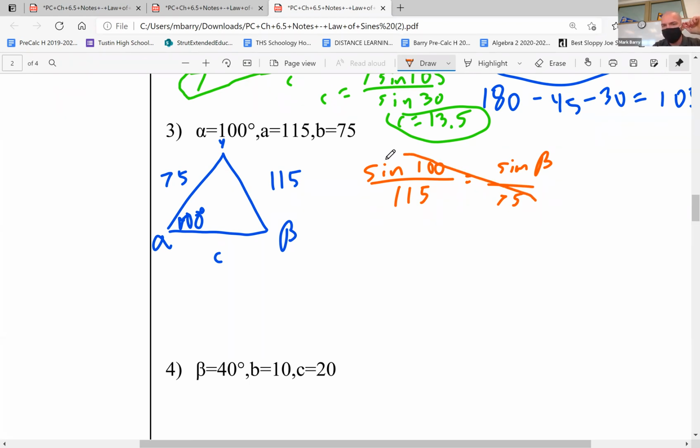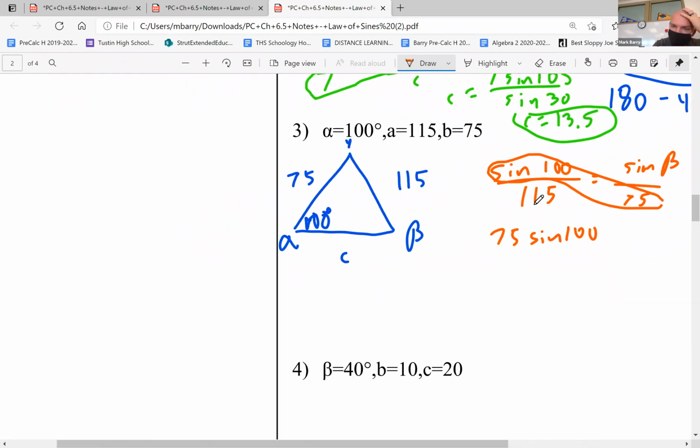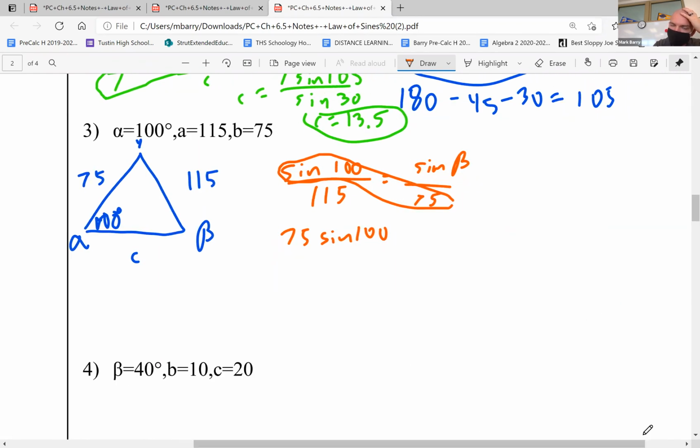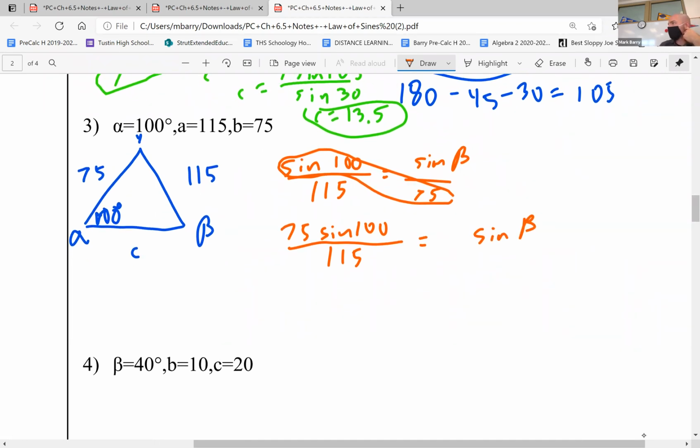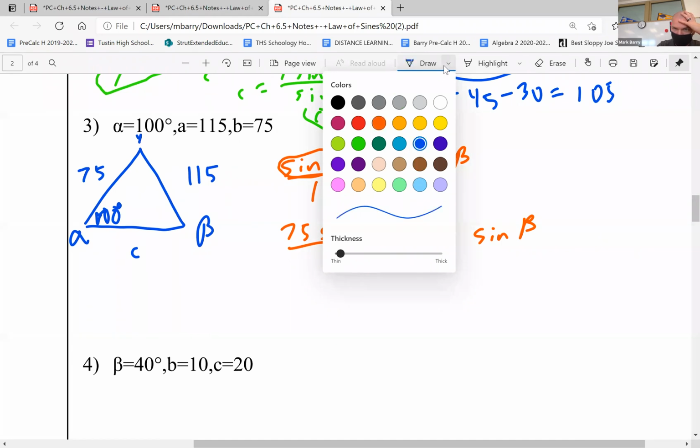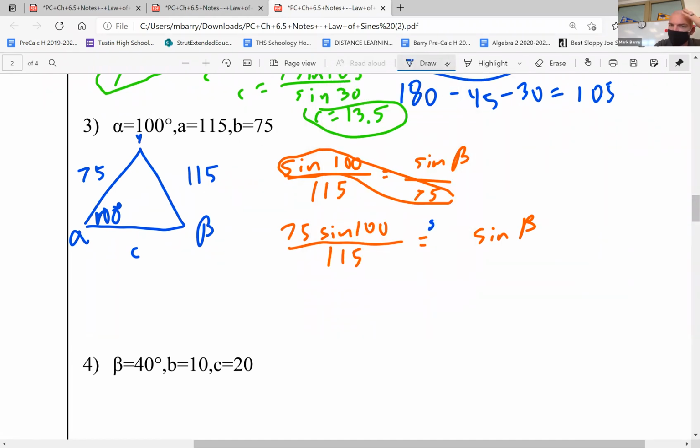I'll go ahead and do my cross multiplication here. So that'll be 75 times sine of 100 divided by, whoopsie, 115 equals sine of Bravo. Because I'm looking for an angle here, I know I'm going to have to use sine inverse, right? And also because I'm trying to get rid of a sine right now. So to get rid of a sine, you do a sine inverse. To get rid of a cosine, you would do a cosine inverse, right?